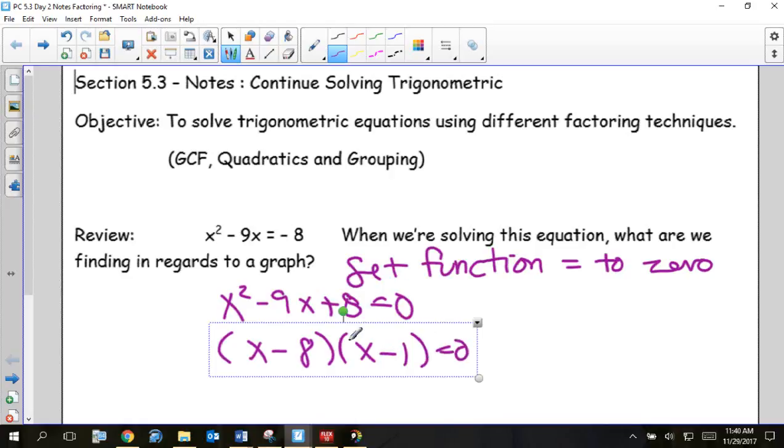And then from there, we'd set each factor equal to 0. We'd get a positive 1 and a positive 8. What is that on the graph? Savannah? They are the x-intercepts. They are when y equals 0. When their function equals 0, these are x-intercepts.